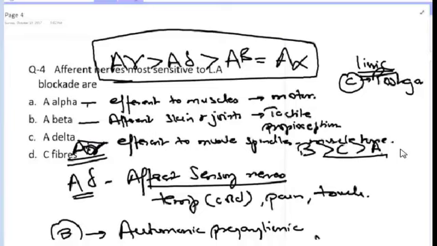So answer to question number 4 is A delta. A delta are afferent sensory nerves, and these are more sensitive than the C fibers. C fibers are also afferent sensory nerves, but when you compare A delta with C fibers, A delta fibers are more prone to the local anesthetic blockade than the C fibers.